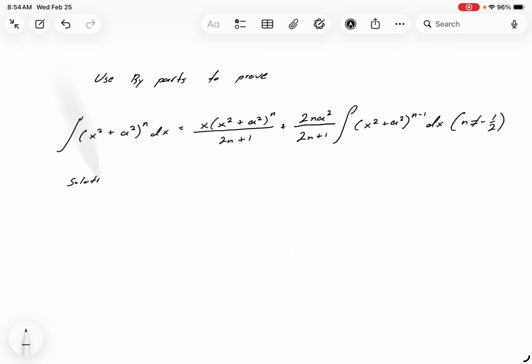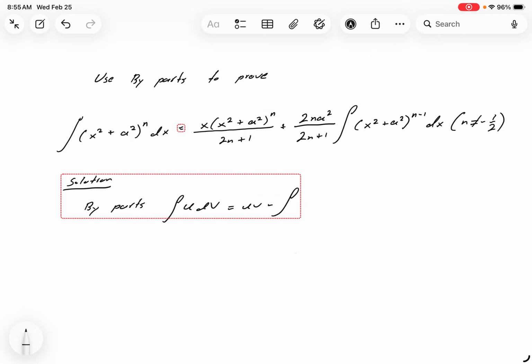So, solution, and we are going to use by parts. If you're watching this, I'm going to assume you are already very familiar with by parts or have a good grasp on the basics and know how to do this. So we're not going to go too deep into by parts because this video is not too focused on that. This video is more on proving this, right?